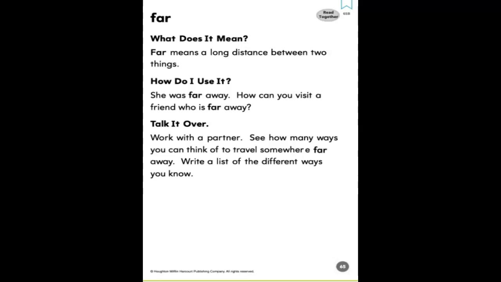Talk it over. See how many ways you can think of to travel somewhere far away. Write a list of different ways you know. So I will share one example and then you share your examples with me. Ready? One example is to travel by a train. What is another example of a way you can travel to see someone who lives far away?